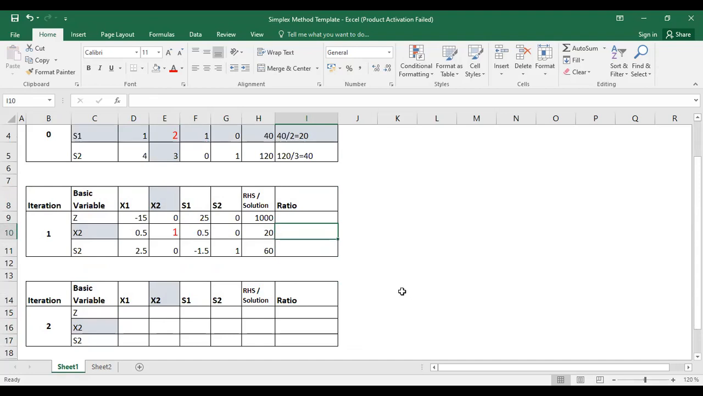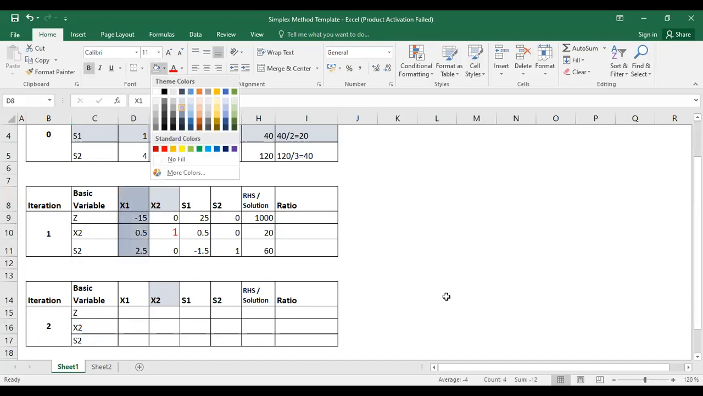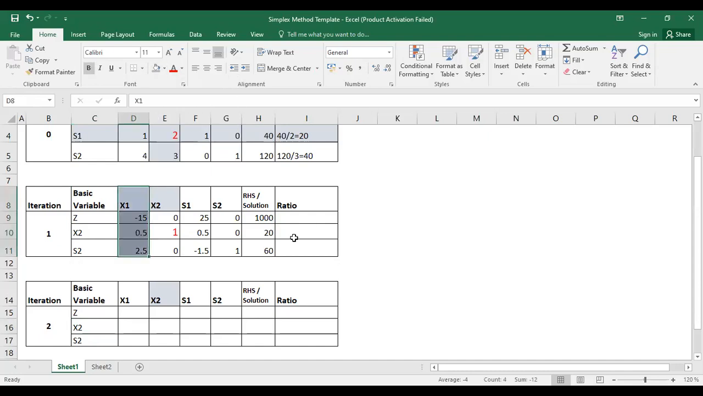What is our new pivot column? Our new pivot column is S1. So S1 here becomes our new pivot column. And to find the new pivot row, we have to do our ratios. So what will be the ratio for the X2 row, based on what we did first?